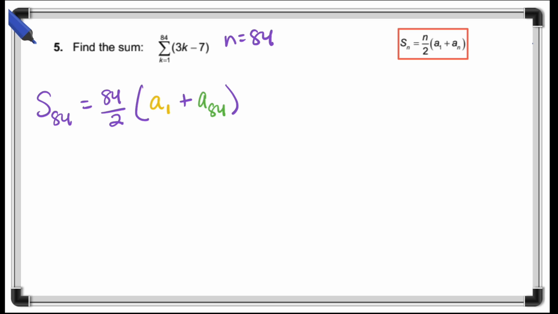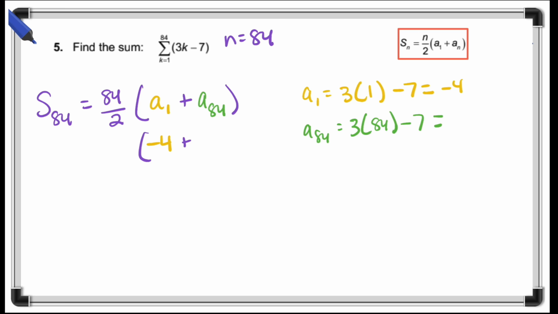All right, so in order to figure those out, we're going to just take those values and plug them into our formula. So a sub 1 is 3 times 1 and then minus 7, which gets me negative 4. So negative 4 goes right here. And then a sub 84, trying to figure out 3 times our 84th term, minus 7, which is 245. So you're plugging in your numbers in the appropriate spot. And your answer as you simplify this is 10,122.